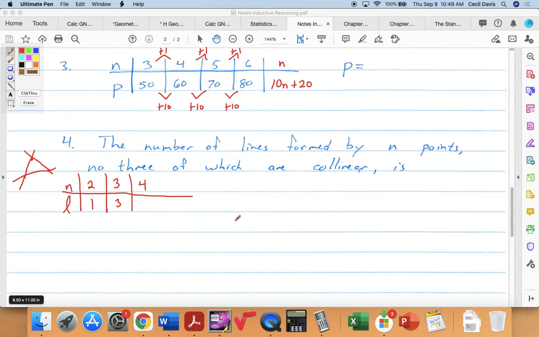What about for 4? 6. Yep, it is 6. It gets harder. What about 5? 25? I'm just guessing. Yeah. 10. It is 10. I was close enough.